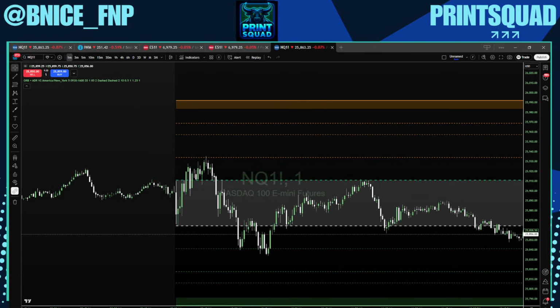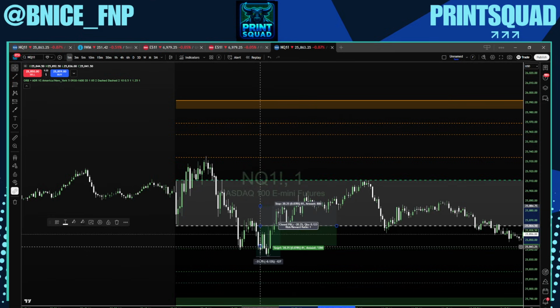This would have also been a move that would have paid you pretty well if you had taken this trade. So that is a 126 point move right there. So with a couple of contracts, that's not too bad. Let me pull out my short position tool.